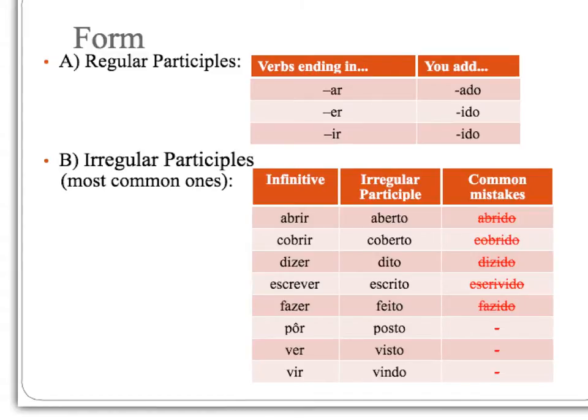But a very common one, for example, is from the verb escrever, that the right irregular participle is escrito, and it's common for young people or people that are learning the language to say escrevido. Okay, but it's incorrect. That's why I put it in red. Okay, so let's go to the third slide.